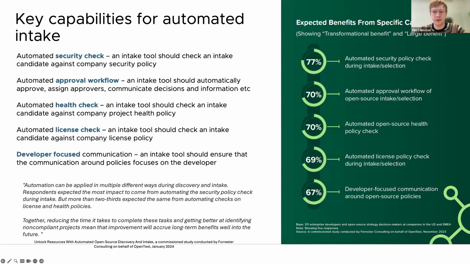And I want to finish off here with a quote from the survey, and that is, automation can be applied in multiple different ways during discovery and intake. Respondents expected the most impact to come from automating the security policy check during intake, but more than 2/3 expected the same from automating checks on license and health policies. So it's almost equally as important. Together, reducing the time it takes to complete these tasks and getting better at identifying non-compliant projects mean that improvement will accrue long-term benefits well into the future. So with that, I'm going to hand over the last part to Måns again.